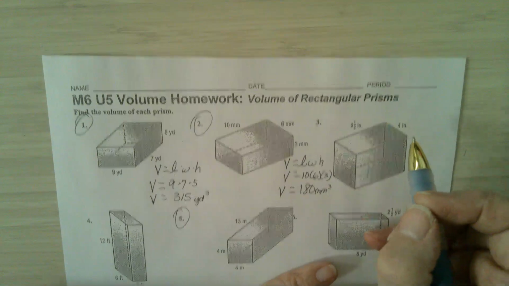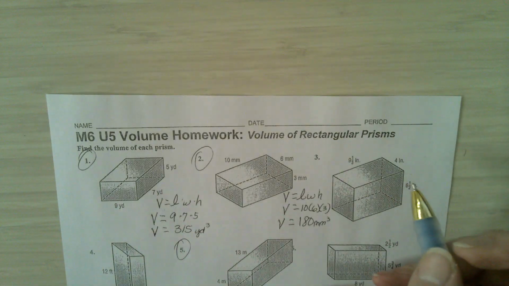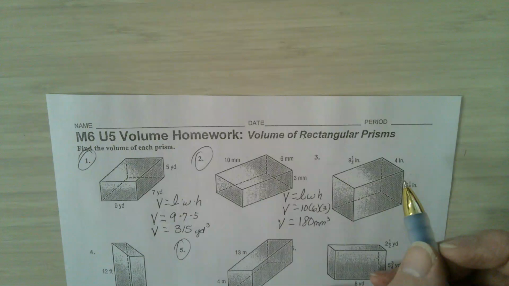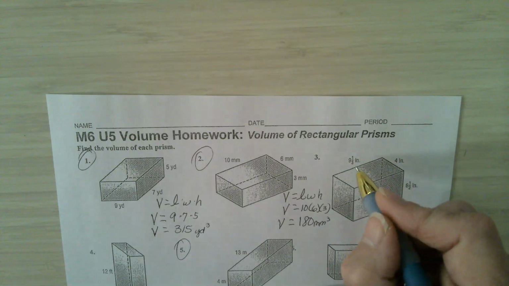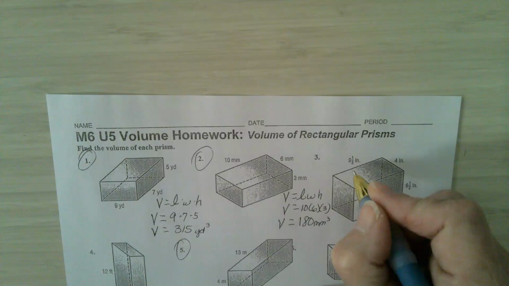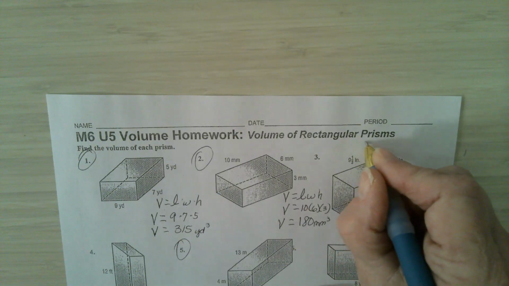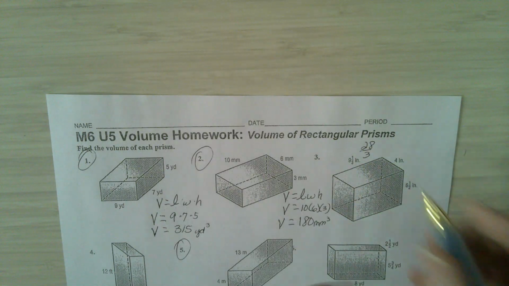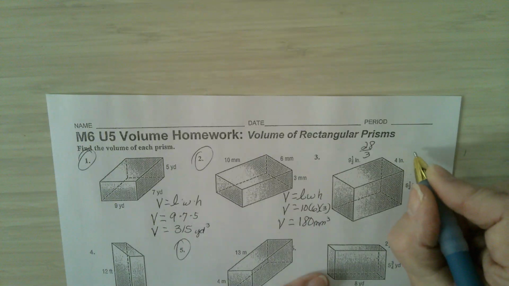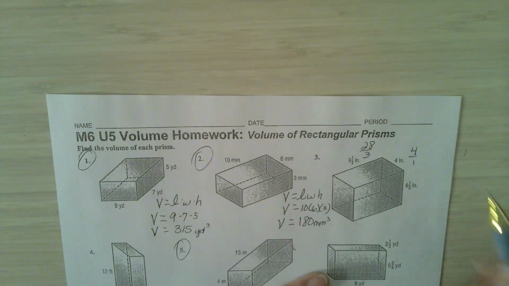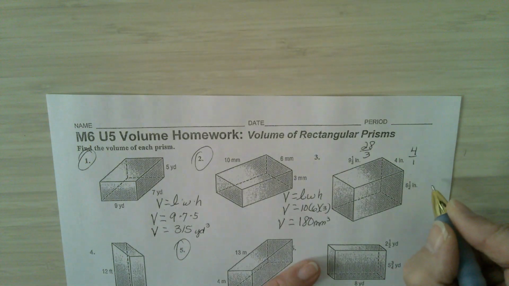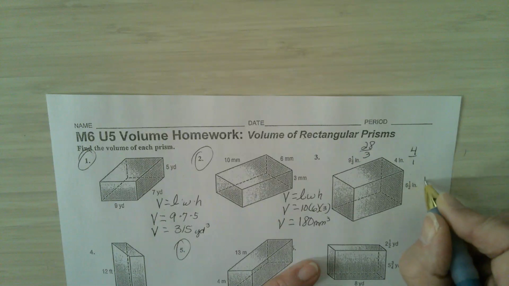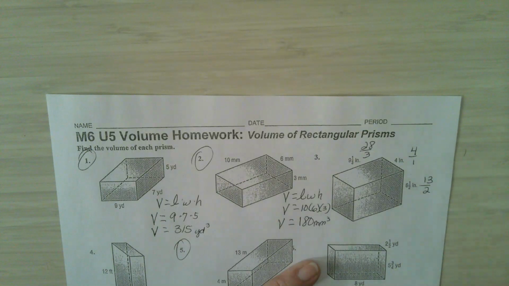Now, on these problems, we have to change our fractions to improper fractions. And 9 1/3, 3 times 9 is 27, plus 1 is 28. So that's going to be 28/3. Write that on your paper. 4 inches written as a fraction is 4/1. And 6 1/2 written as an improper fraction is 13/2.